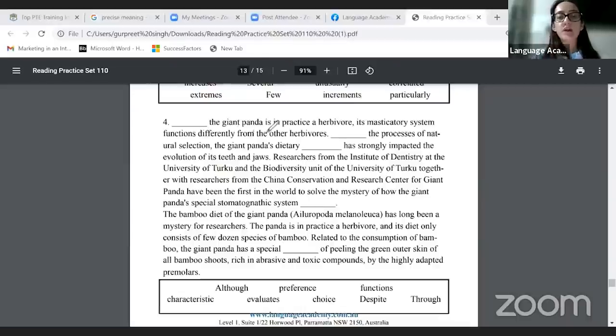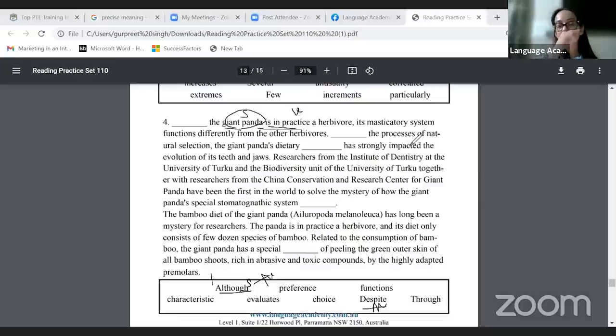So it says, dash, the giant panda is in practice a herbivore. Its system functions differently from a herbivore. So we have a contrast in this sentence. Whenever we have a contrast, we go with although or despite. The difference between them is that although comes when you have a subject plus verb, both, which is the case in this sentence. The giant panda is the subject and is in practice is a verb. So we'll go with although here, not despite. Despite comes when you have only a noun given, no verb. So although it's a herbivore, its system functions differently than other herbivores.